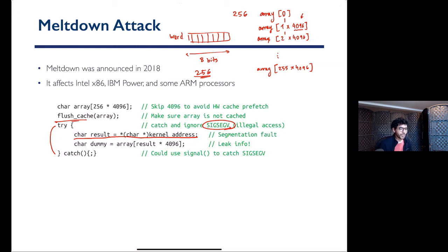Now, in reality, this single instruction is divided into multiple instructions, right? One instruction is to actually go and read it. One instruction is to check the permission for this.